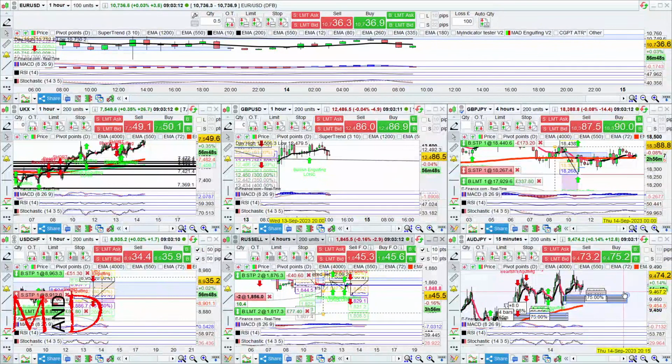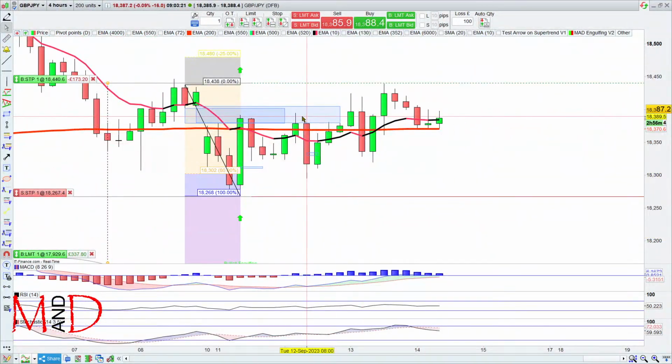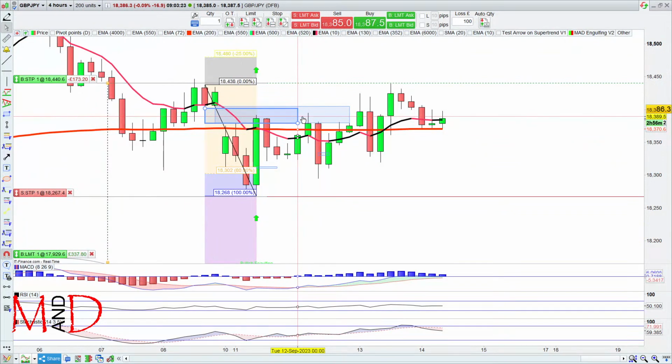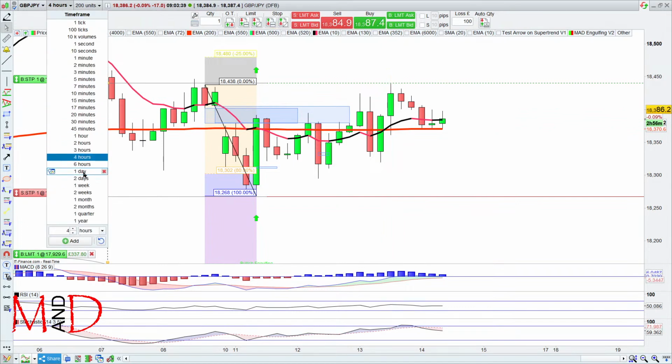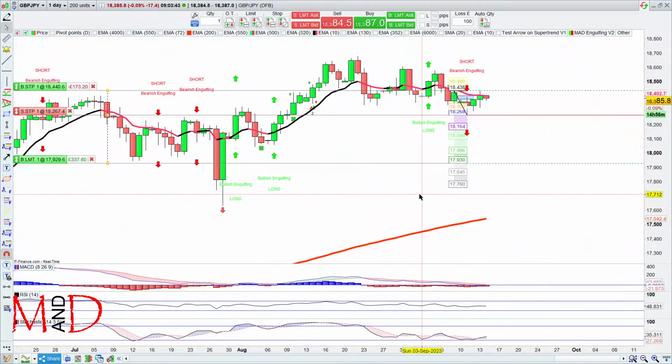AUD Japanese yen. That's the one I'm looking at doing some of the assessments on. GJ. So we are short. Well, there's a short pending, but I might have to close this because it was on a cross. I'll close this because we are above. We've crossed over above, and if we look at the daily, the bias is long.